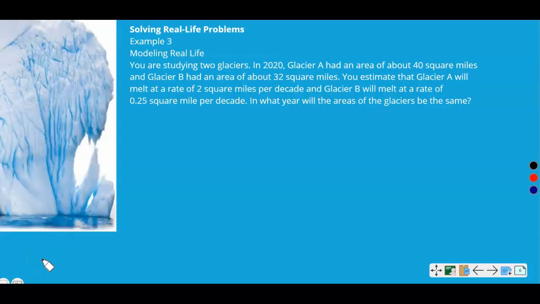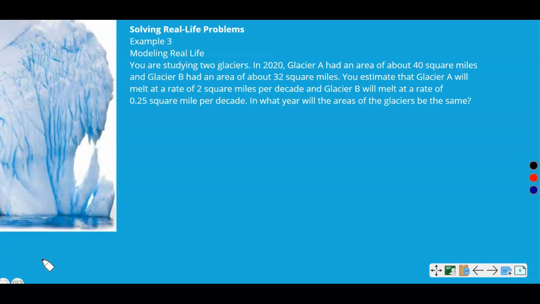All right, example 3. You are studying 2 glaciers. In 2020, Glacier A had an area of about 40 square miles and Glacier B had an area of about 32 square miles. You estimate that Glacier A will melt at a rate of 2 square miles per decade and Glacier B will melt at a rate of 0.25 square miles per decade. In what year will the area of the glaciers be the same?